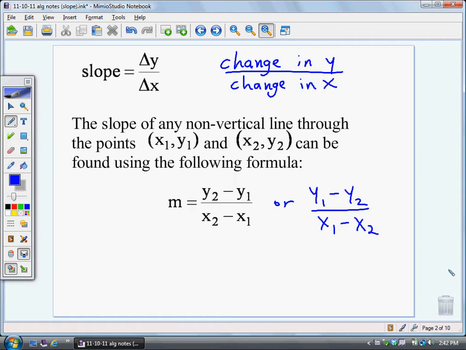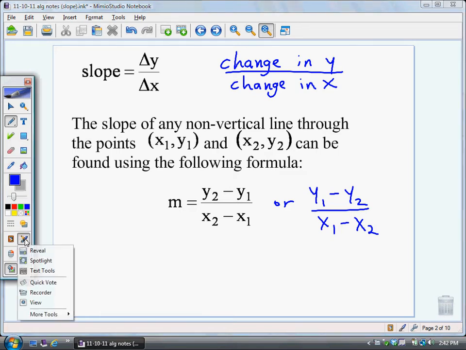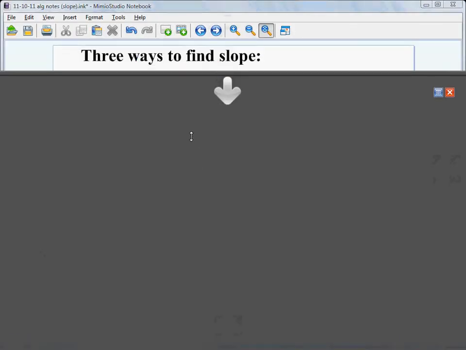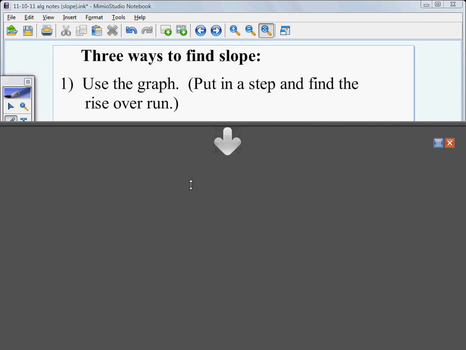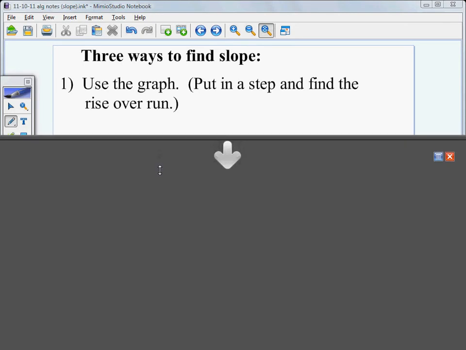Now I'm going to show you three ways that you can find slope. One, we're going to use a graph, and what we would do is find where the two points are located, or if you had a line, you're going to put a step in and find out what the rise and run are and write that ratio, rise over run.